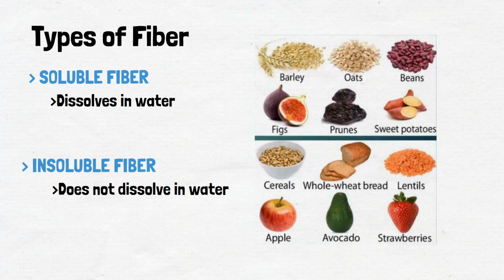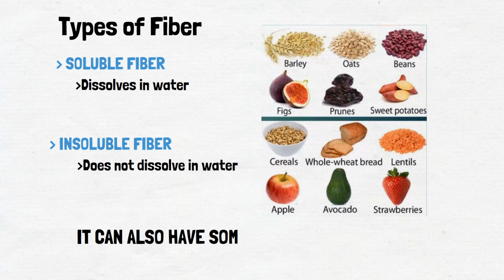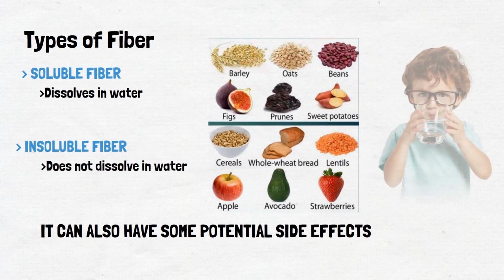Both of these types of fiber are important for maintaining healthy digestive systems and have a range of other health benefits. While fiber is important for maintaining optimal health, it's important to note that it can also have some potential side effects. Consuming too much fiber too quickly can cause digestive discomfort, such as bloating and gas. It's important to gradually increase fiber intake and drink plenty of water to help prevent these side effects.